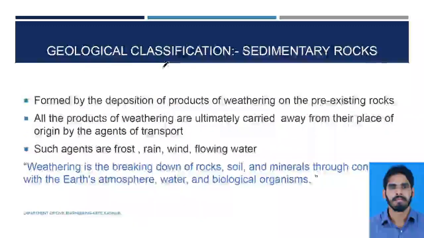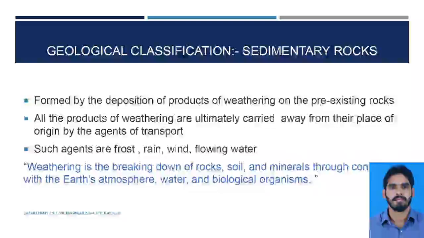Next is geological classification. Next is sedimentary rocks. Under igneous rocks, we have studied 3 types. Now this is sedimentary rocks, as the name suggests. Sediment: type it in Google and see what a sediment is. Actually, it's a deposition. It is formed by the deposition of products of weathering on pre-existing rocks.